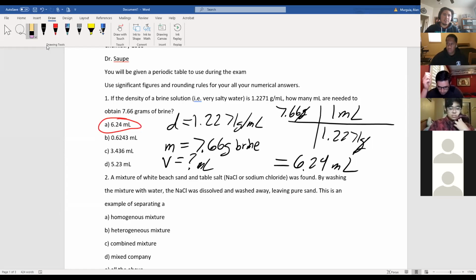But in this case, it gives us 7.66. And since we multiplied and divided by this number during what we did, that would have to be the lowest number of sig figs that we have to keep. Gotcha. Thank you. You're welcome.